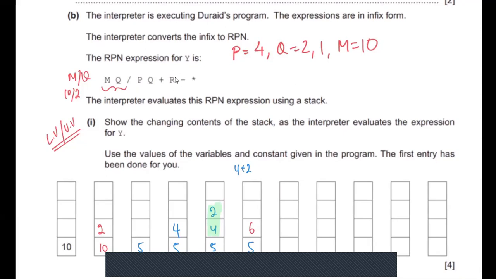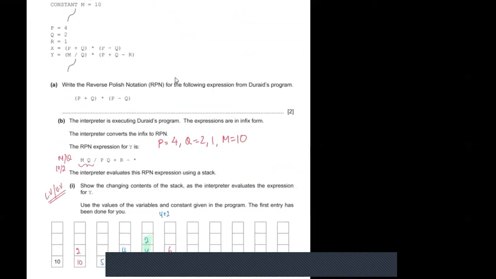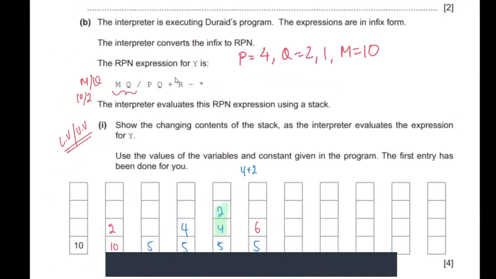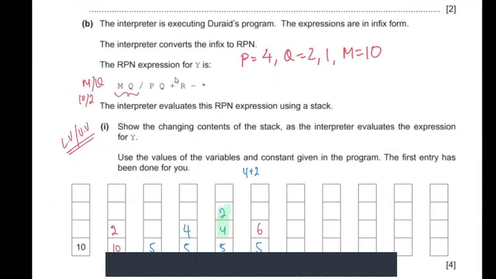Then we have R in our RPN notation. I forgot to take the value of R, so I'm just going to have a look. R is equal to 1. So the value of R is 1. We go ahead and see 5, 6, R. We push R into the stack.